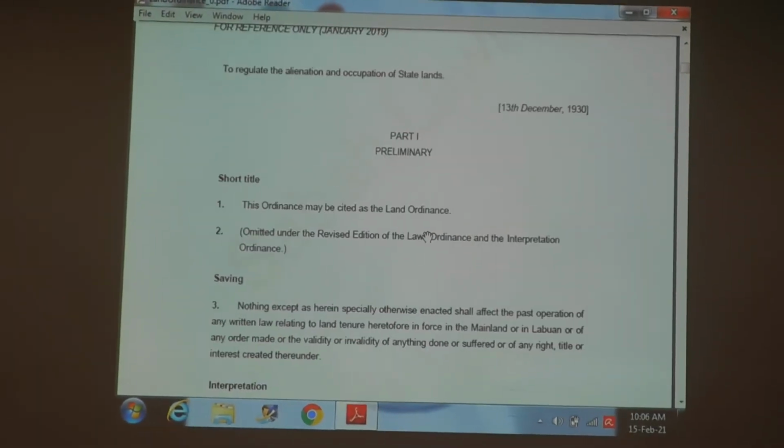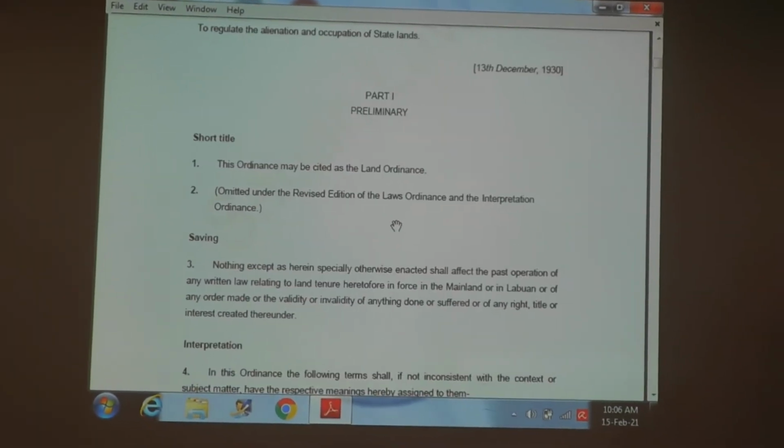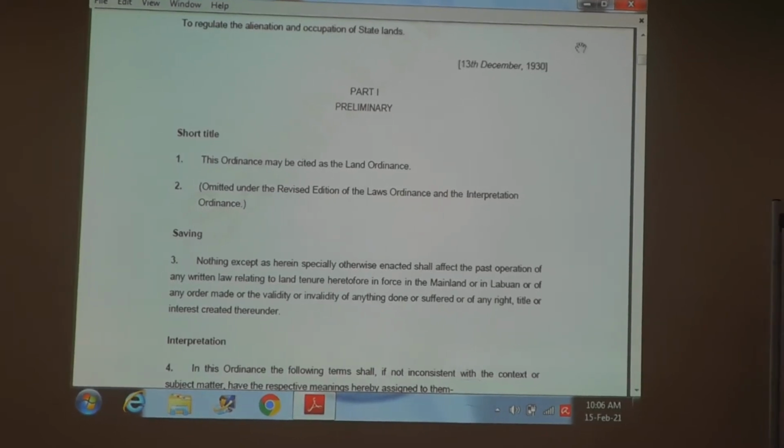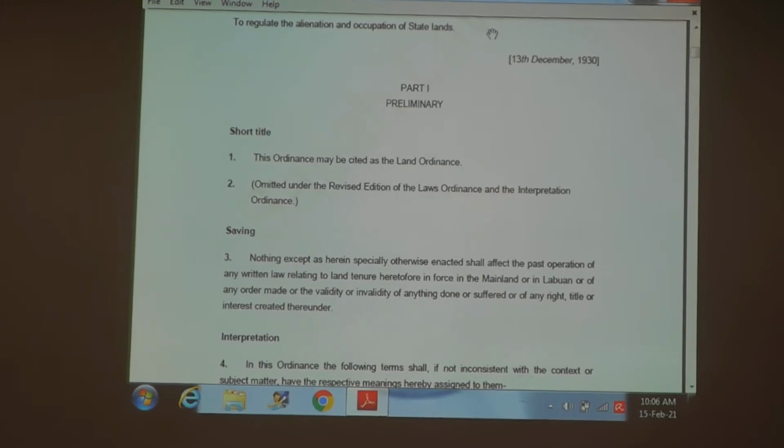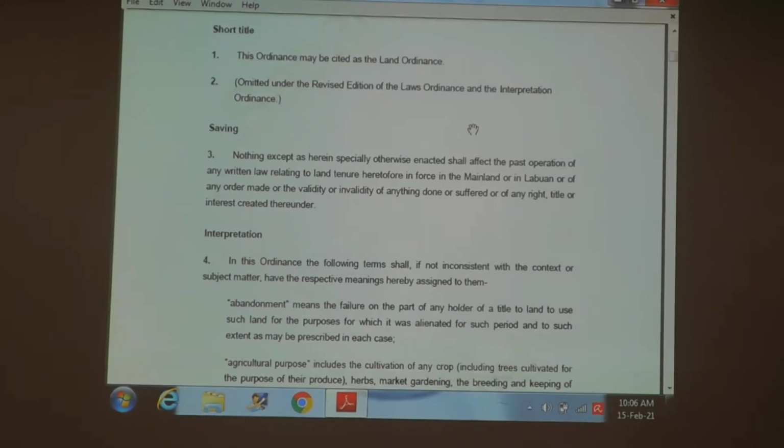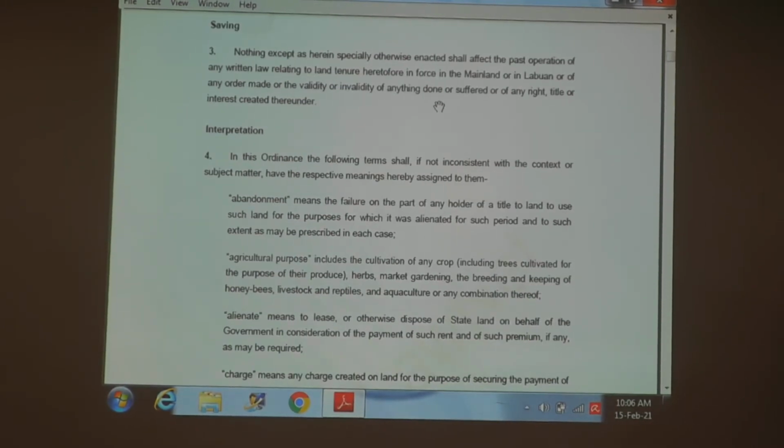The land ordinance. Bear in mind that this was actually enacted in 1930. This was even before the Second World War. I just want to run through some key definitions.